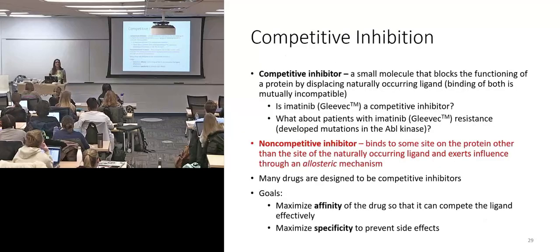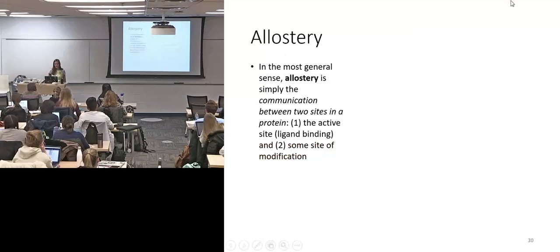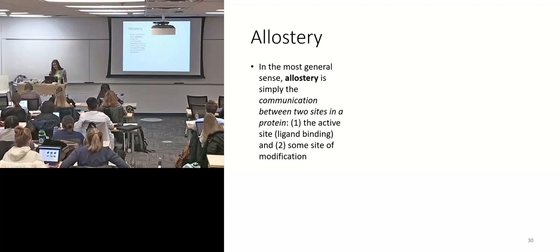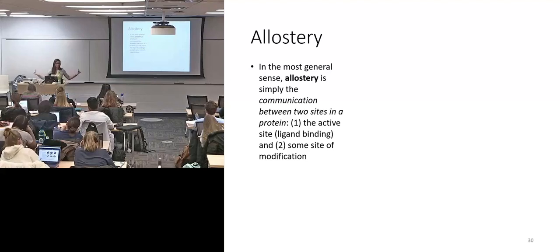Allosterics. And this is our discussion of the non-competitive inhibition. The definition of allosterics, like I said, allos in Greek is just other. So in a really general sense, it is communication between two sites on a single protein. That's important. Two different proteins, one binding to something and then it affecting a second protein, is not allostery. We're talking about two groups on a single protein.